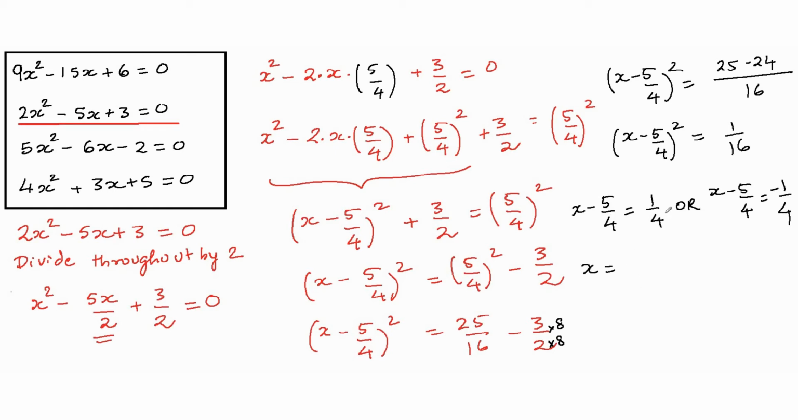This means x is equal to, shift the 5 to the other side, it becomes 5 by 4 plus 1 by 4, or x is 5 by 4 minus 1 by 4, which means x is equal to 6 by 4 is 3 by 2, or 5 minus 1 is 4, 4 by 4 is 1. Therefore, the value of x is either 3 by 2 or 1. This is how we solve this particular quadratic equation. So again, pausing for a minute before I move on.